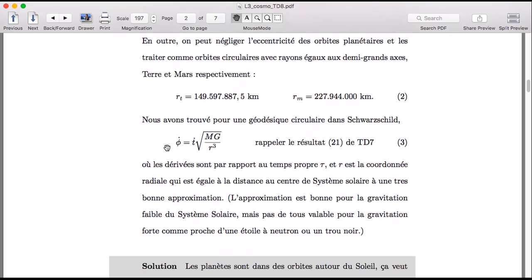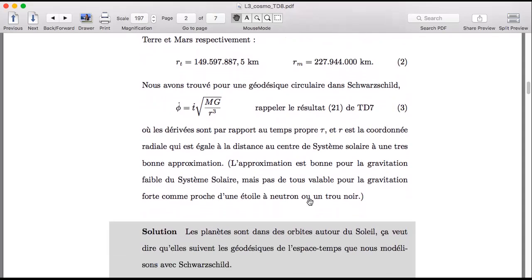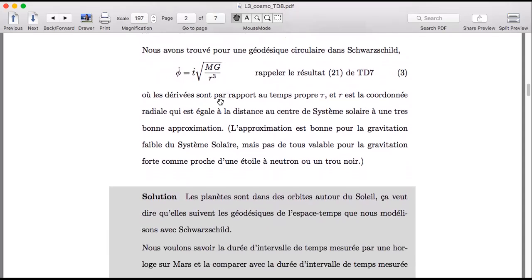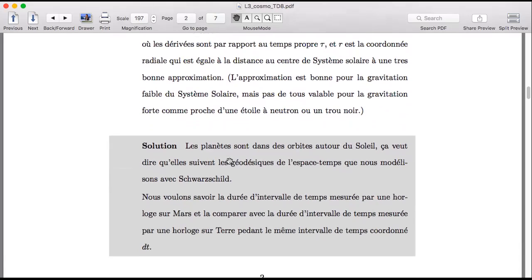So these derivatives here are the derivative with respect to proper time, and m is the mass of the sun, G is Newton's constant, and r is the radial coordinate in the Schwarzschild coordinate system.